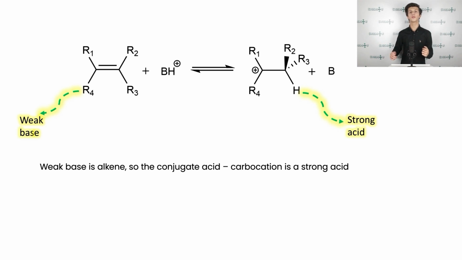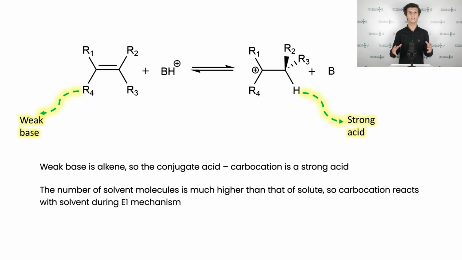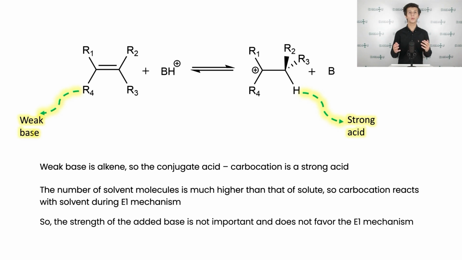Consequently, carbocation formed during E1 mechanism will give its proton to any particle, which can act as a base. In the solution, the probability of collision with solvent is much higher than of collision with any other base, so carbocation in E1 usually reacts with solvent. That is why the strength of the added base is not important and does not favor the E1 mechanism. In the next video, we are going to discuss the competition between SN1 and E1, so you will better understand why this mechanism is not well suited for synthetic applications.